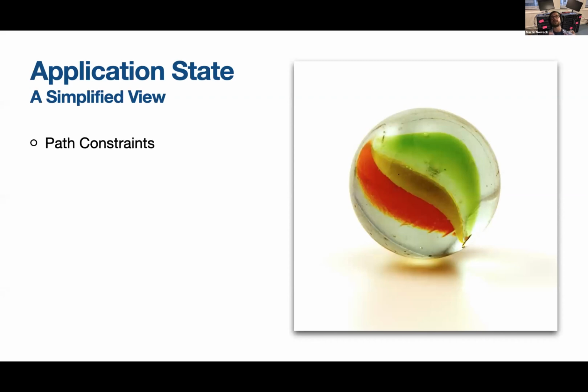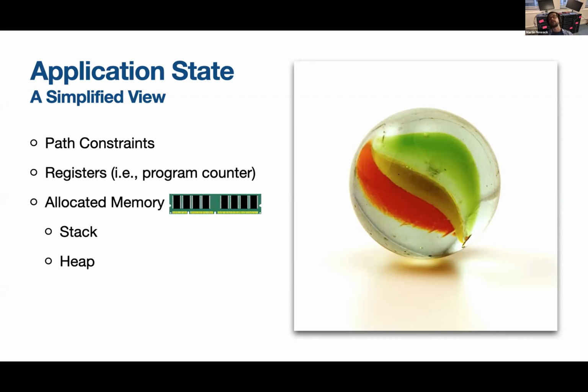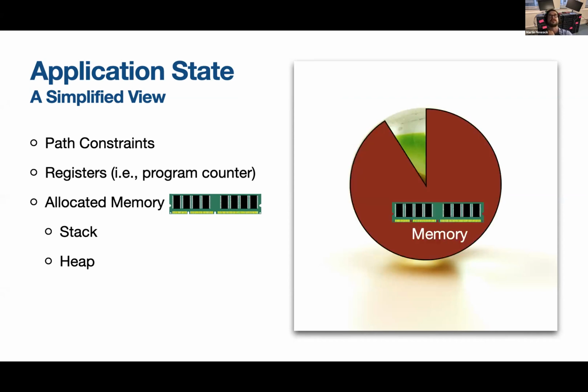This typically contains path constraints, which resemble all the different decisions that have been made to exactly reach this point, according to the symbolic inputs. It also contains different program counters, registers which are part of your application, and also the allocated memory, like stack and heap. If you look at the memory usage of your application state, it typically looks like this: most of the space is actually occupied by the memory of the application you test.